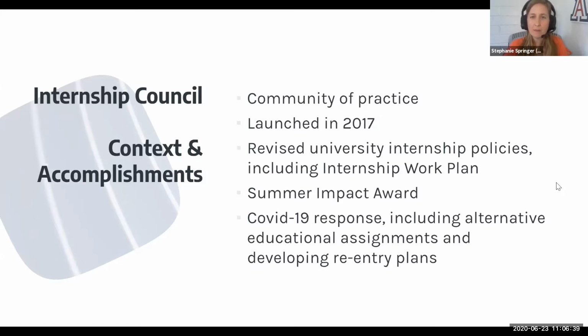And one of the outcomes of that meeting was the confirmation that a community of practice would be useful, and this was the launching place for the Internship Council. I'll say that this idea of a community of practice was not new to our campus, as similar councils exist for deans of academic affairs and academic advising directors.